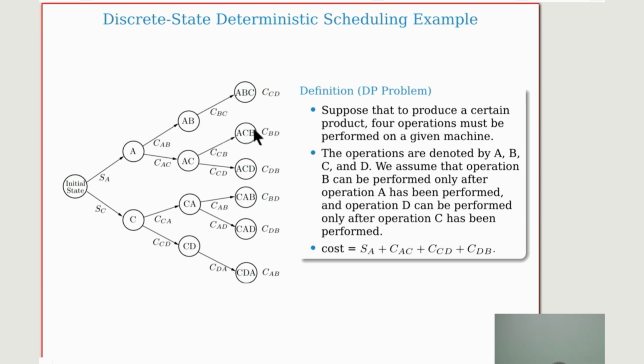So let us assume that there is a constraint problem like this. The operations are denoted by A, B, C, D. So you can think of these operations as A, B, C, D. This is the constraint: we assume that the operation B can be performed only after operation A. So in this sequence, you see B cannot come before A. That's what it's trying to say. So we assume that the operation B can be performed only after A.